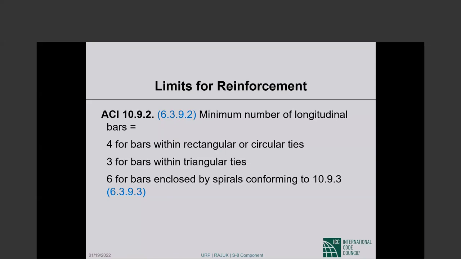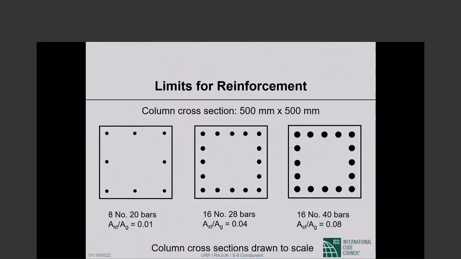Anyway, minimum number of bars, 4 bars when you have rectangular or circular ties, 3 bars with triangular ties, 6 for bars enclosed by spirals conforming to section such and such. This is a nice picture that I hope you will enjoy. So 8 number 20 or 1% reinforcement in the left-hand picture, 4% reinforcement in the middle picture, 8% in the right-hand side that has number 40 bars.